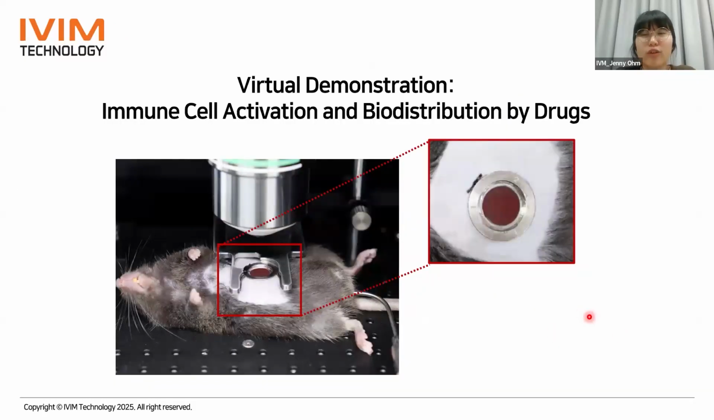So far, we've walked through various application data sets that highlight how IVM Technologies' intravital microscopy system can be utilized in immuno-oncology research. To wrap up, I'd like to briefly demonstrate how efficacy studies using IVM Technologies' intravital microscope are actually conducted, giving you a quick look into the experimental process of evaluating a drug using this technology.